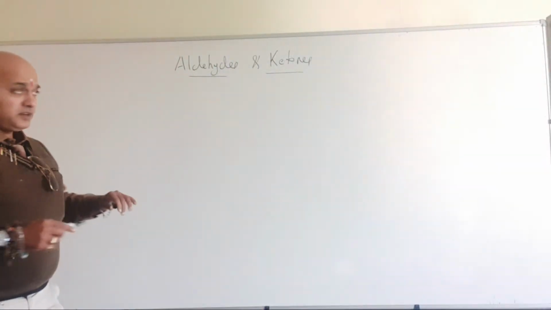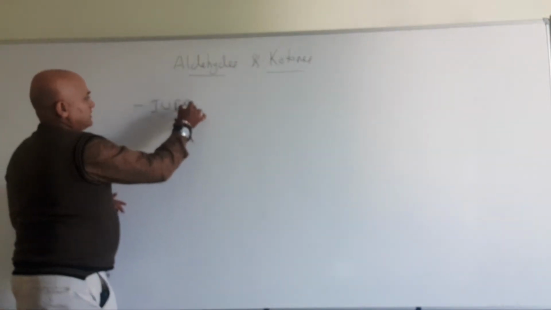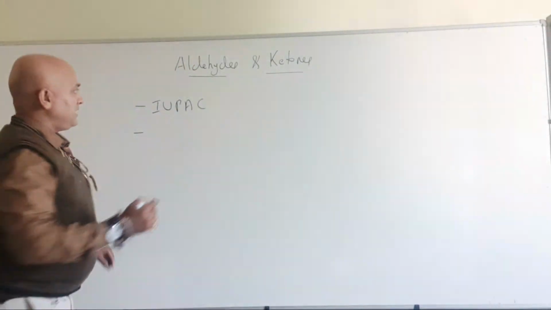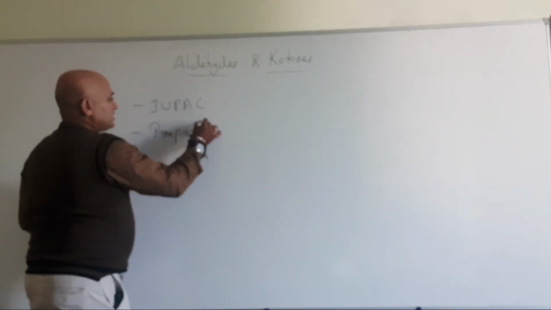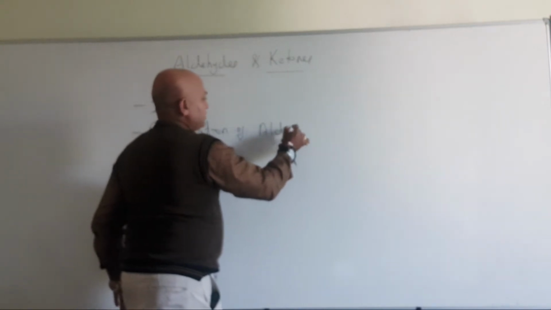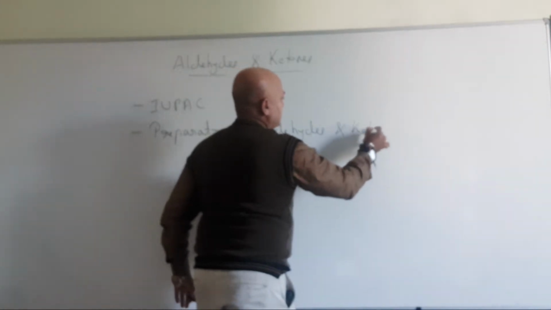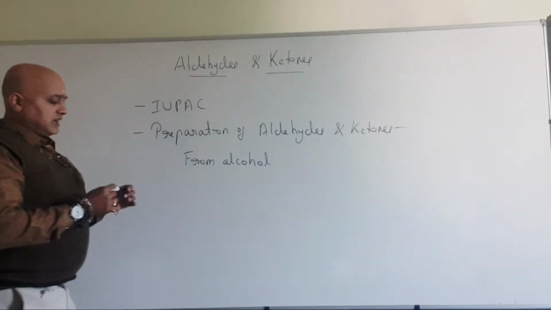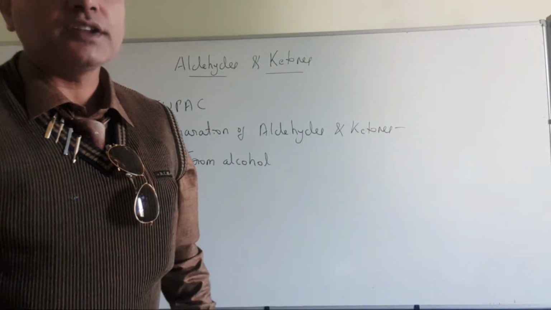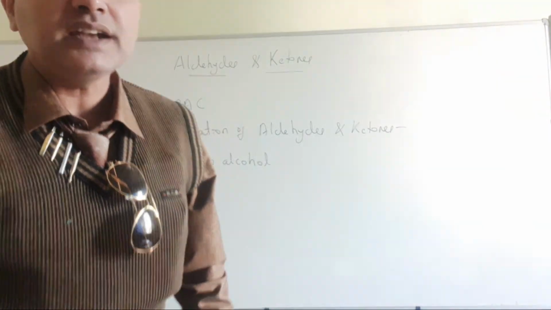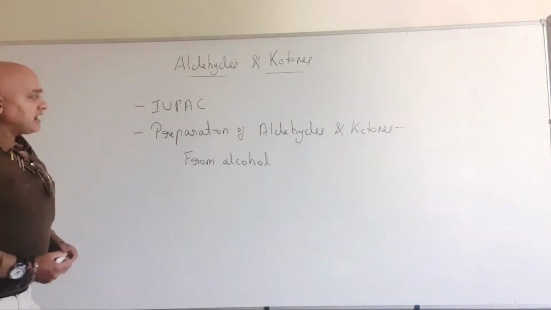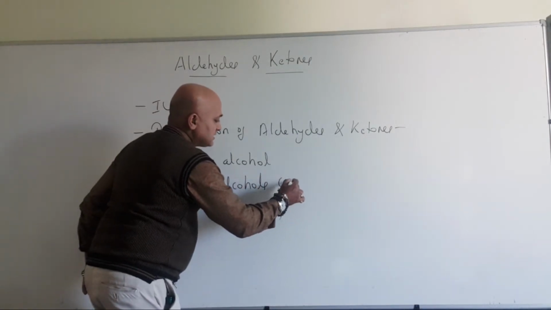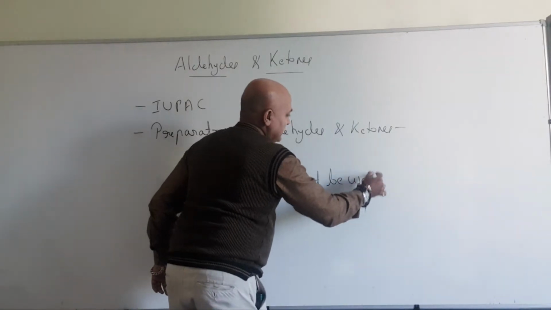So first we have discussed IUPAC nomenclature, right? Then we were talking about preparation of aldehydes and ketones from alcohol. Very good. So what is the important point with regard to preparation from alcohol? Preparation of aldehydes and ketones from primary and secondary alcohol. Okay, fine. So one point we know is tertiary alcohols cannot be used.